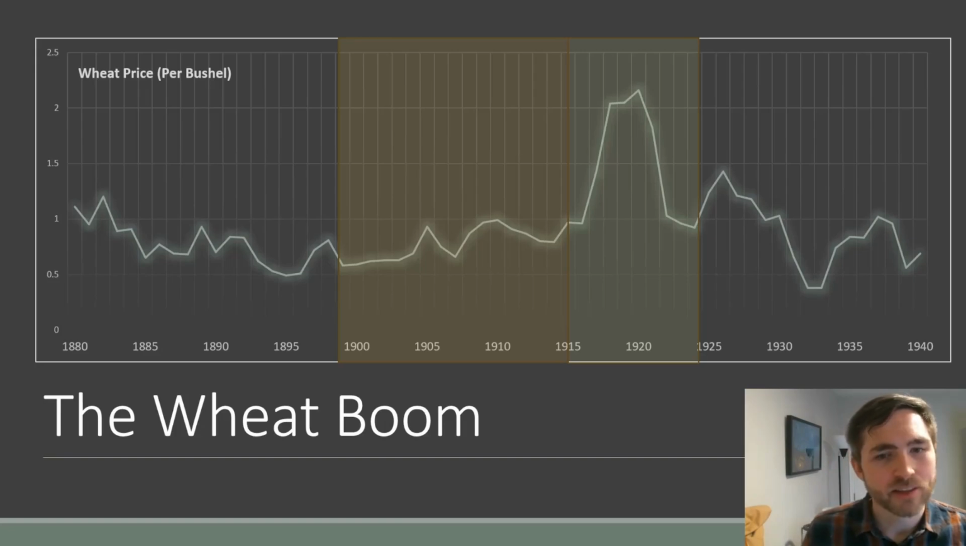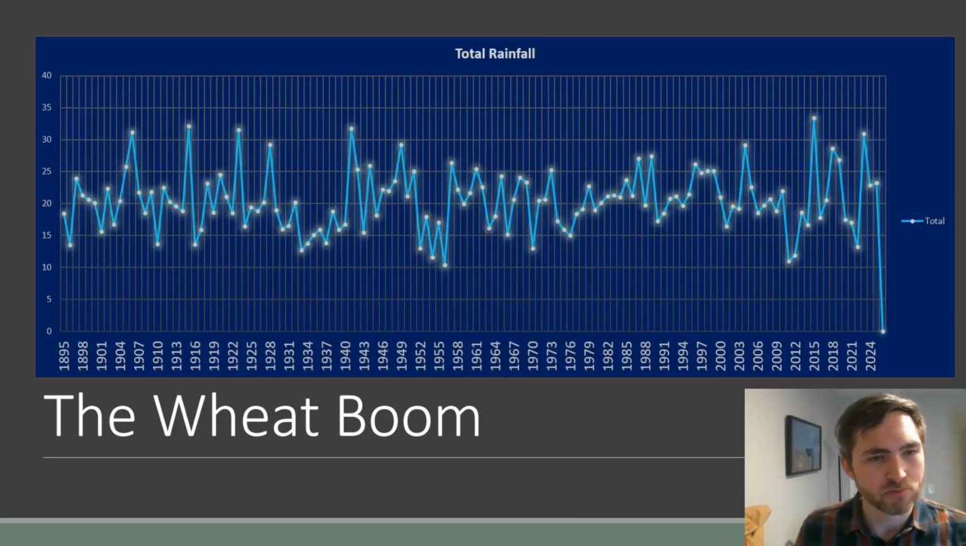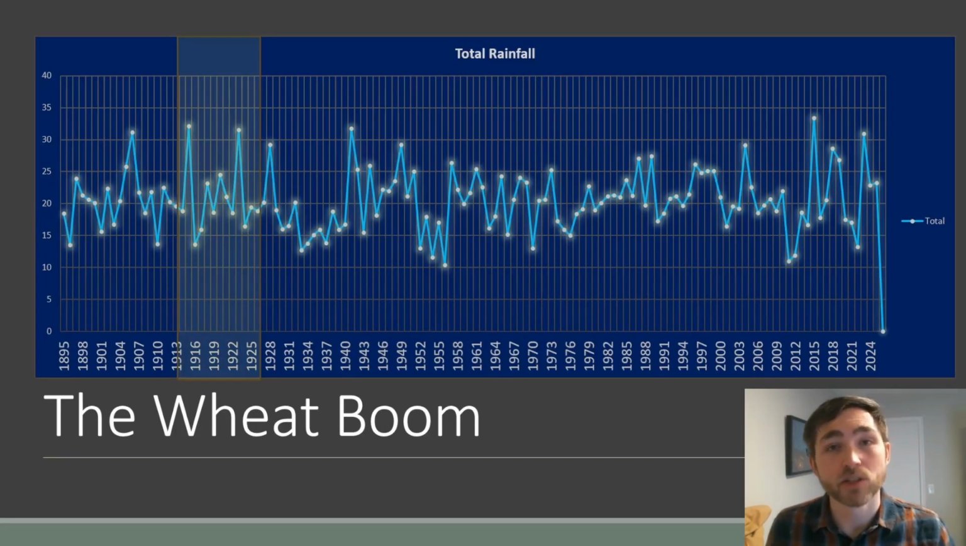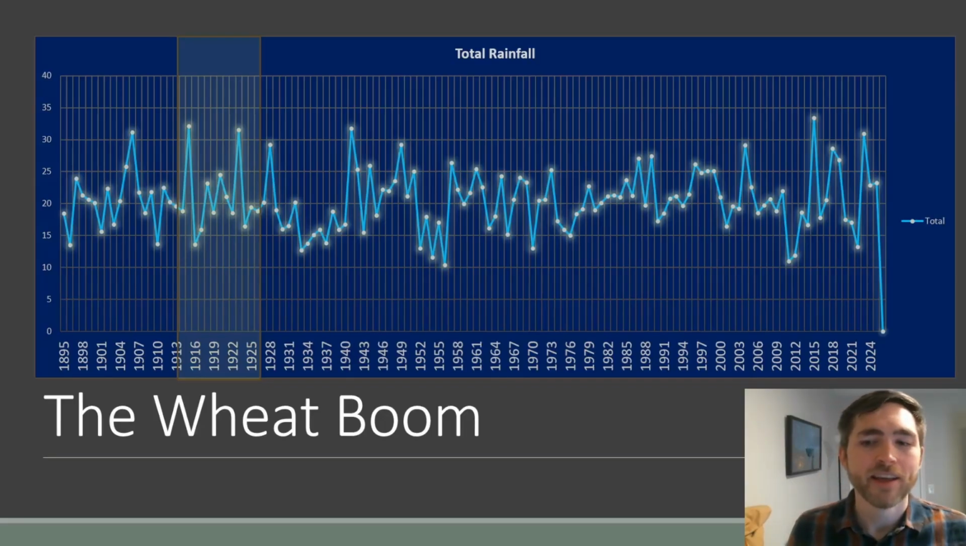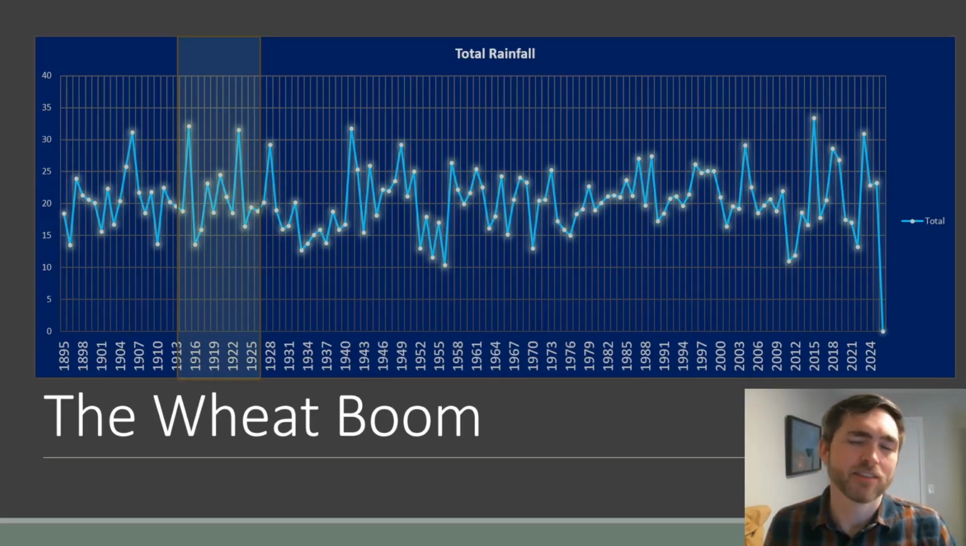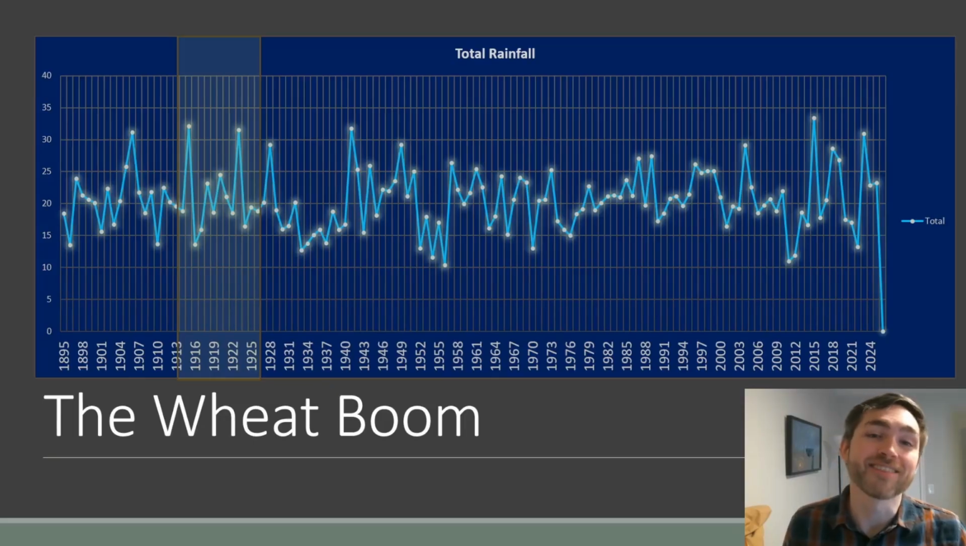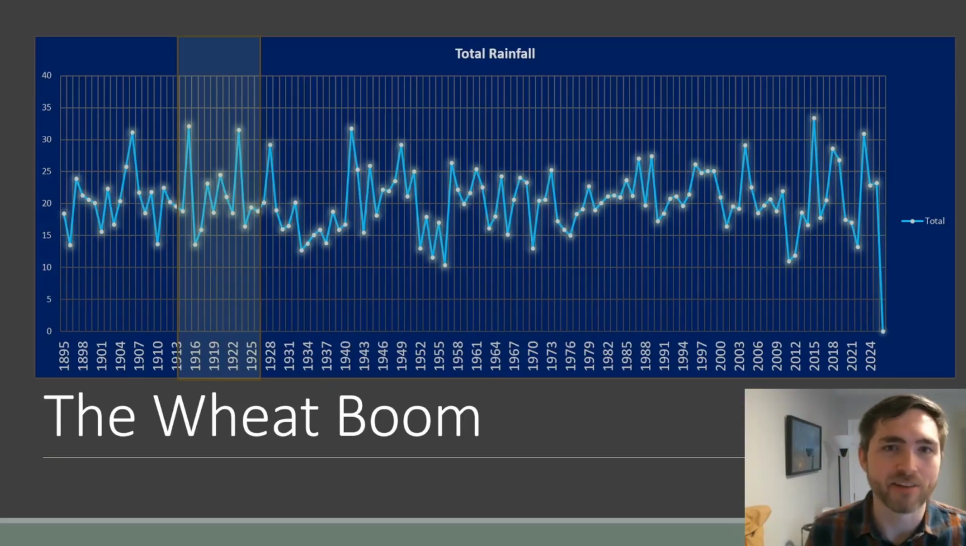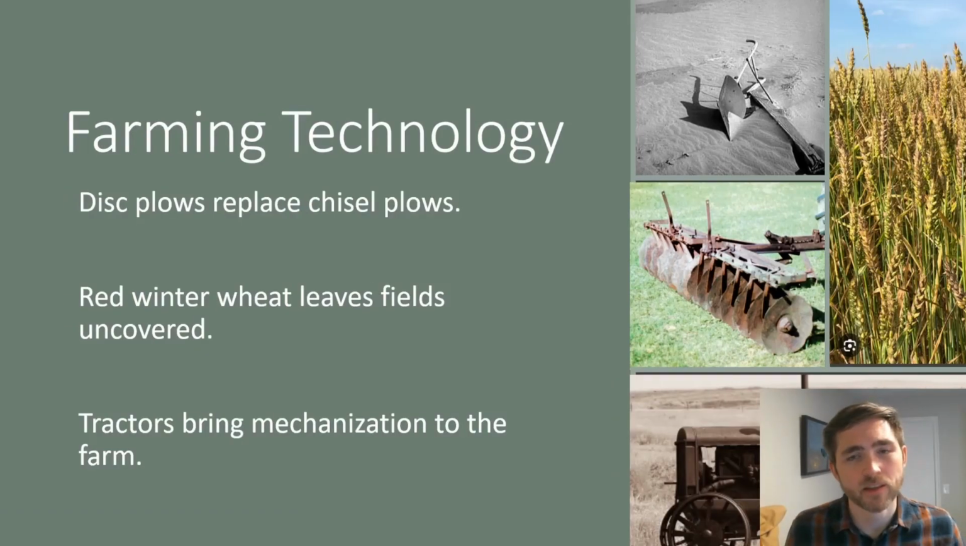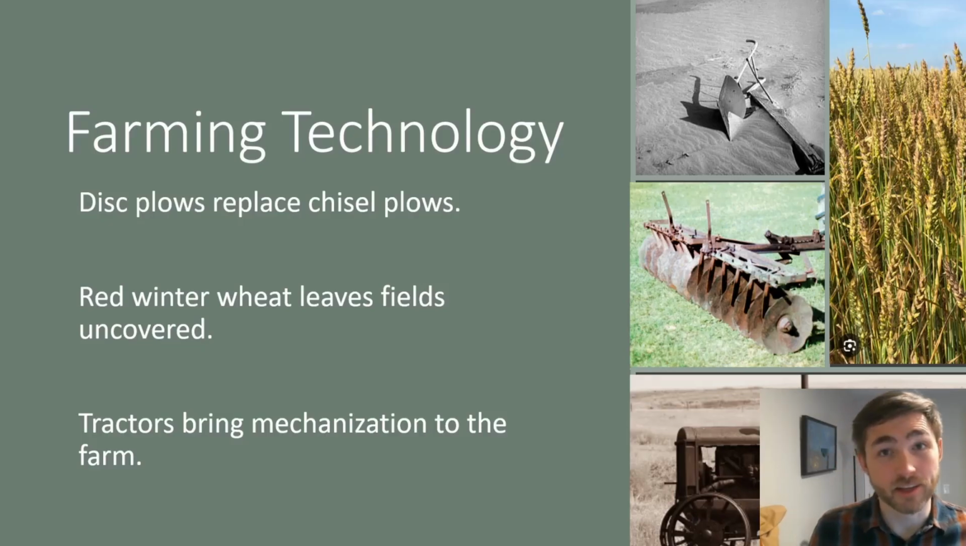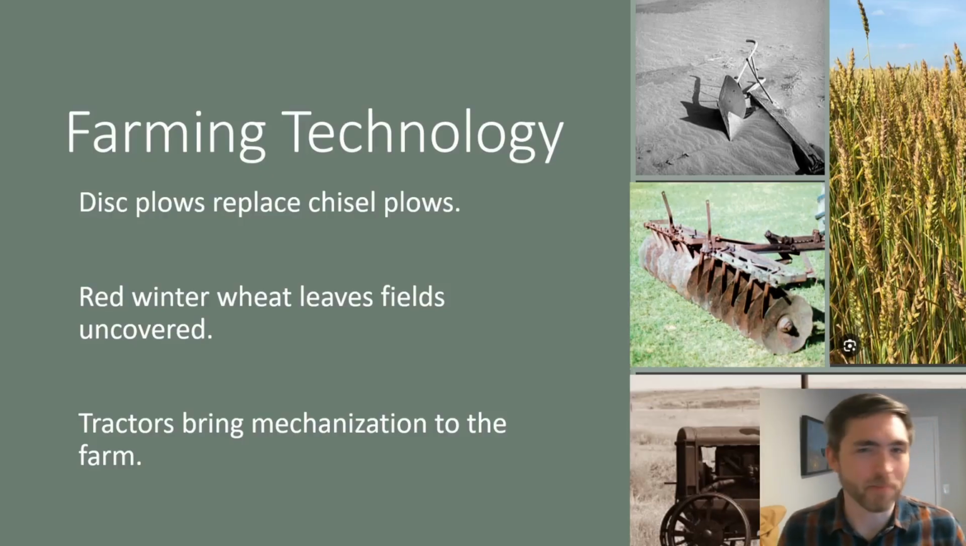And we can also see that this period of high prices on this rainfall graph roughly corresponds to a lot of wet years. And so farmers came out of this period optimistic and flush with cash, and importantly, ready to take on a lot of debt. The technology of farming at the time also played a role. Coming off of all of these fat years, the farmers were flush with cash and ready to take on a lot of debt, and there were loads of things they could spend that money on.